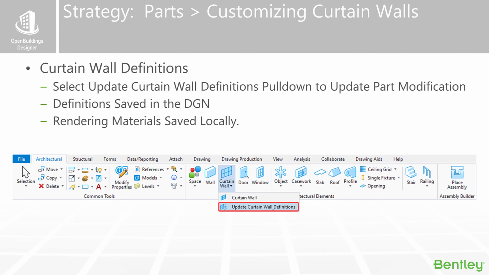Okay, great. Just to reiterate what Mary said about the curtain wall definitions, there is that update. Basically, the curtain wall is a very unique tool that has nested data group information of the frame types and everything in there. It stores the rendering materials locally, and the definitions are saved in the DGN. That's why we need that update button.